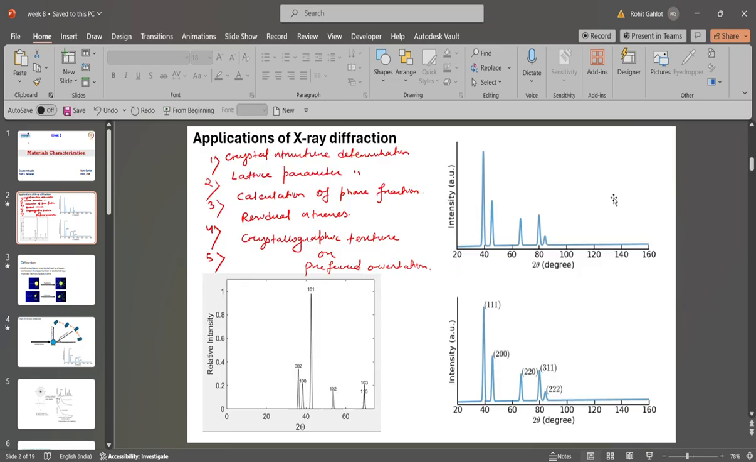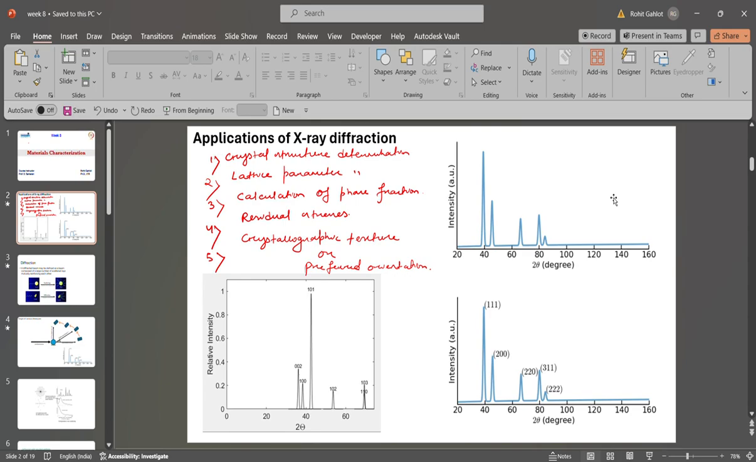So in the last week we discussed the basics of XRD, like how the X-rays are generated, then about the different filters and different sources, and also we ended at the scattering of the X-rays.